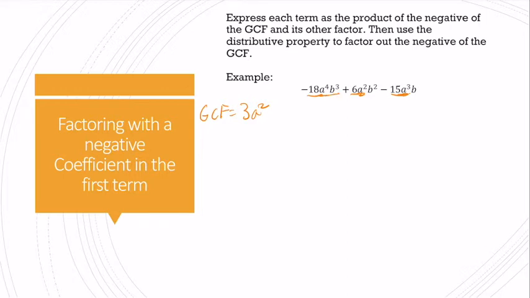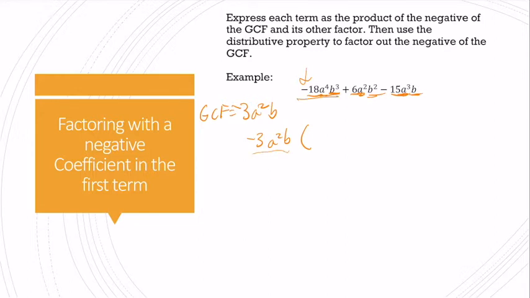Then I look at b. I've got b cubed, b squared, and b. Again, you pick the one with the lowest degree. So I have b. So here's our greatest common factor. But because my leading coefficient is negative, it needs to be negative. So I have negative 3a squared b.